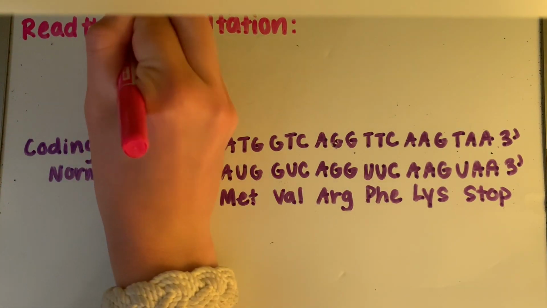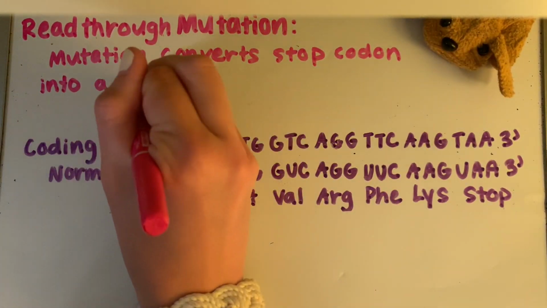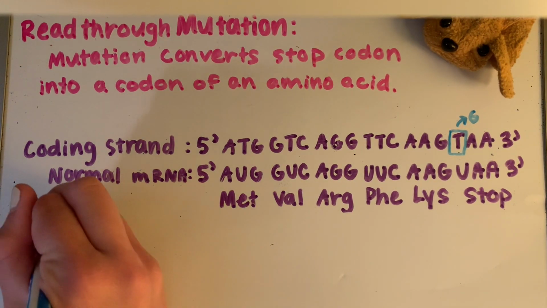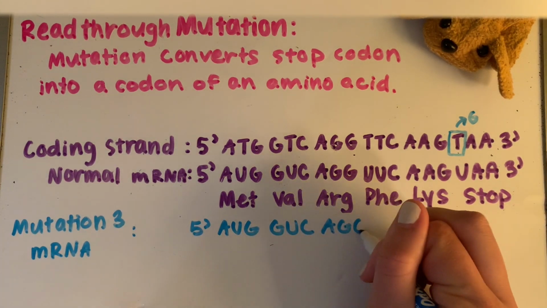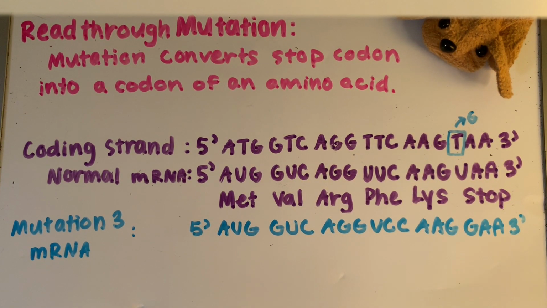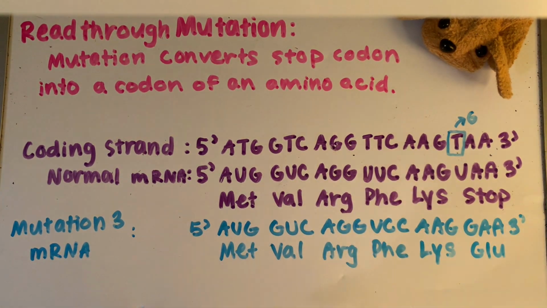Now we will look at a read-through mutation, in which the base mutation converts a stop codon into the codon of an amino acid. In this example, we will mutate the 16th amino acid thymine into a guanine in the normal coding strand. This will create an mRNA product that is GAA instead of UAA. This will cause the stop codon to code for glutamate. This is a transversion because thymine is a pyrimidine and guanine is a purine.